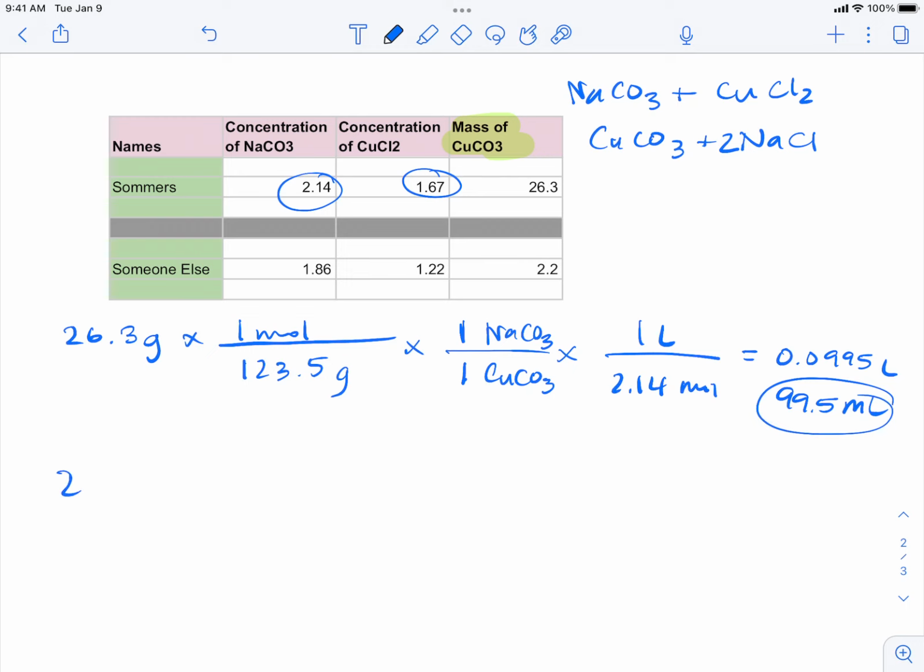So we take the same 26.3, and you have 1 mole over 123.5 grams.